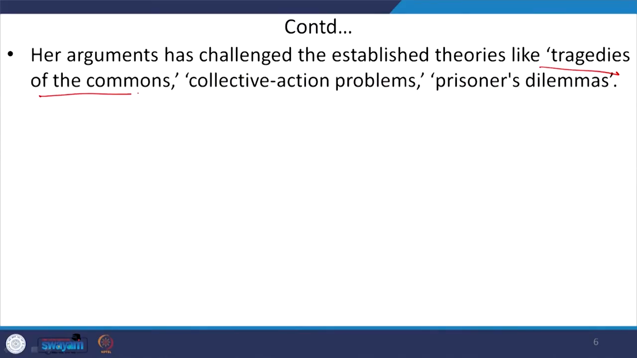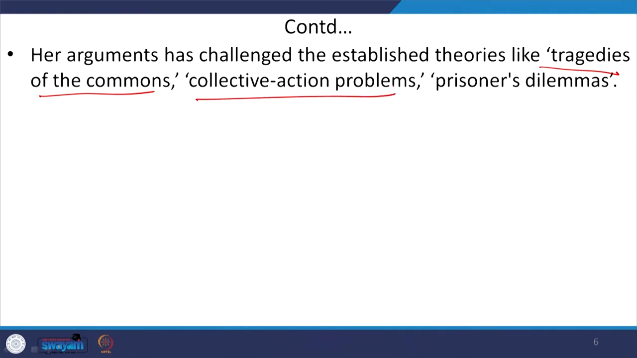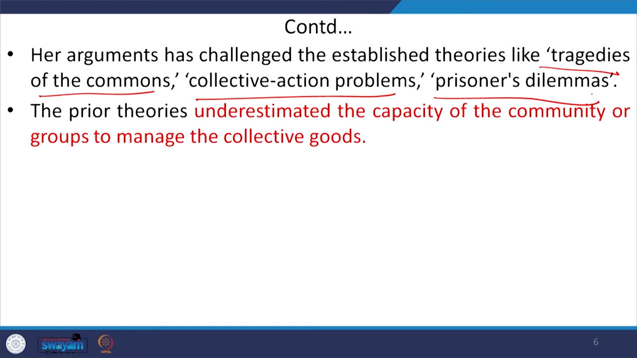So, what is the argument? Her argument challenged some established or conventional theories that we have already taken into account. The first is the tragedy of the commons, the second is the collective action problem by Olson, and the third is the prisoner's dilemma. These are the established theories, and her theory of governance of the commons challenged them.